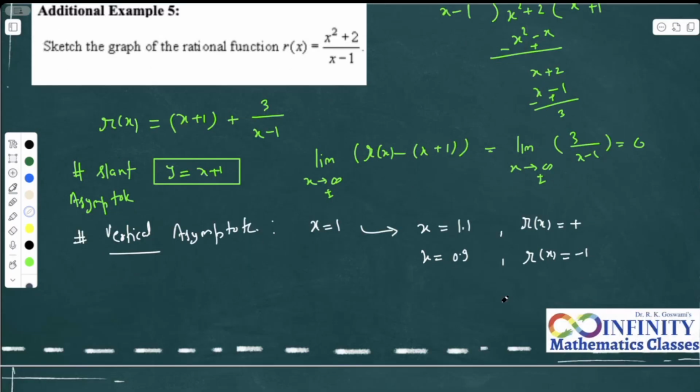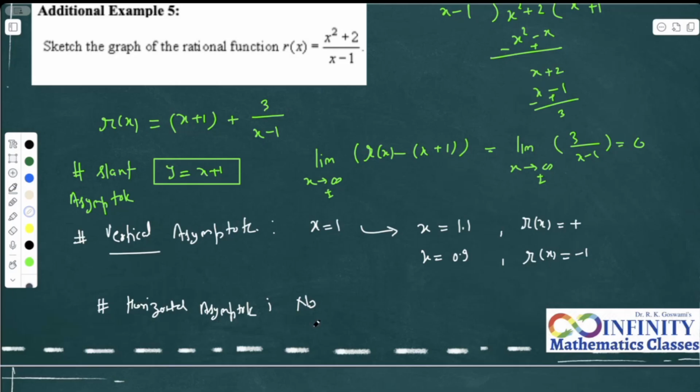Next, please help me with the horizontal asymptote. There is none. There is no horizontal asymptote. I think you are right there. Can you please give me the reasoning why? Because the degree of the numerator is more than the degree of the denominator. Whenever this is the situation, there is no horizontal asymptote.